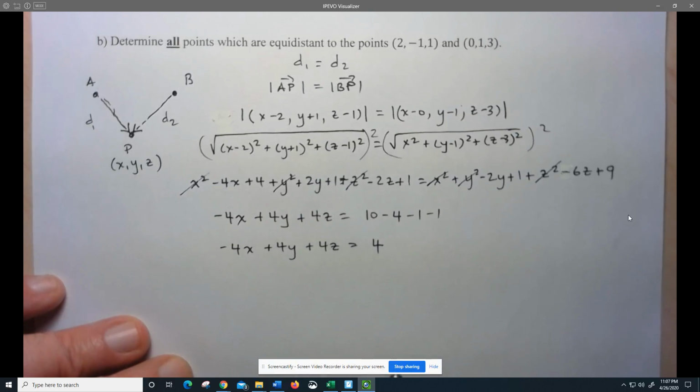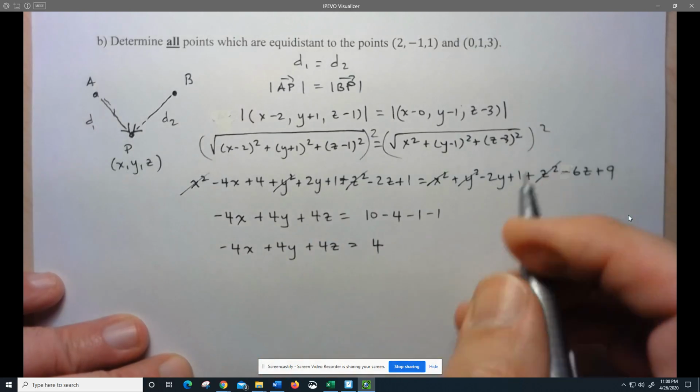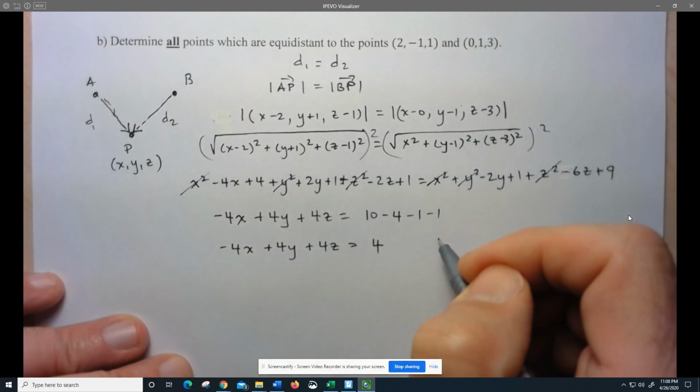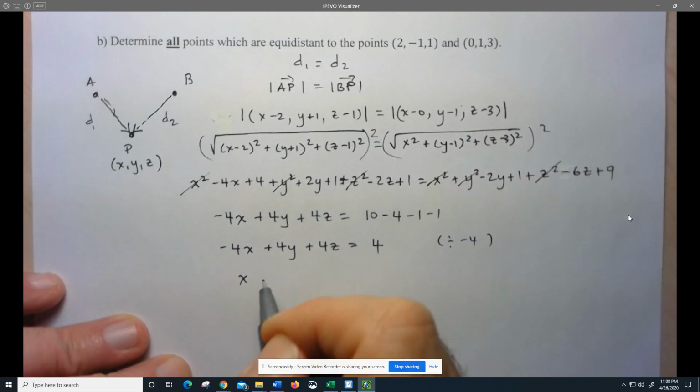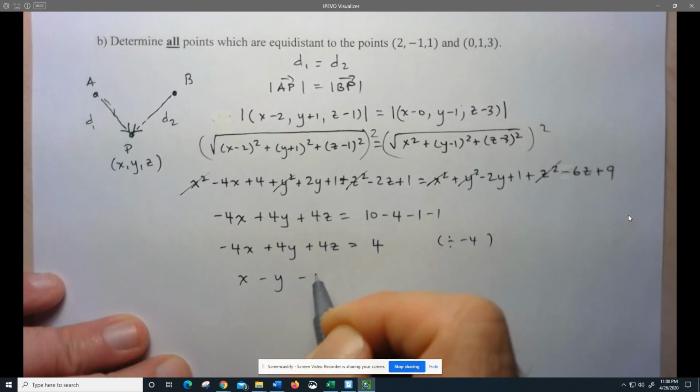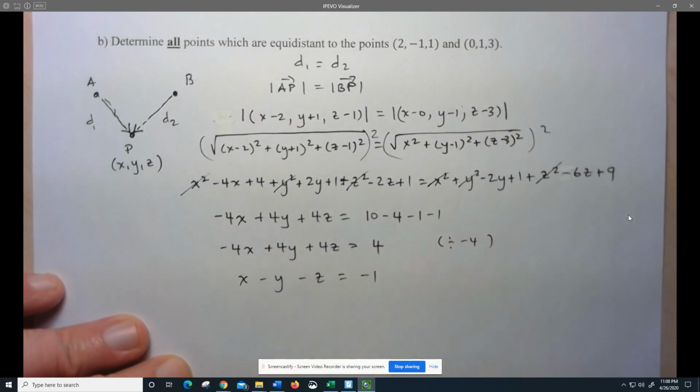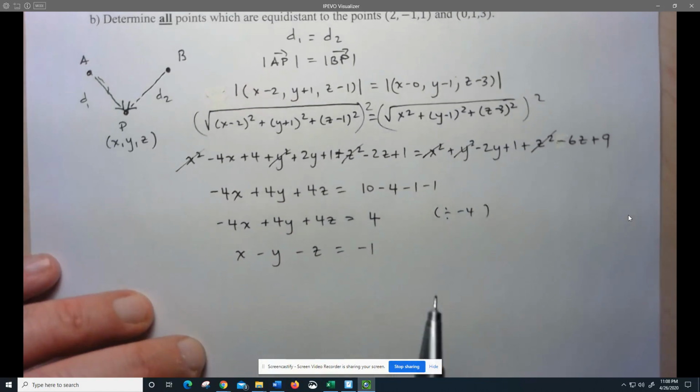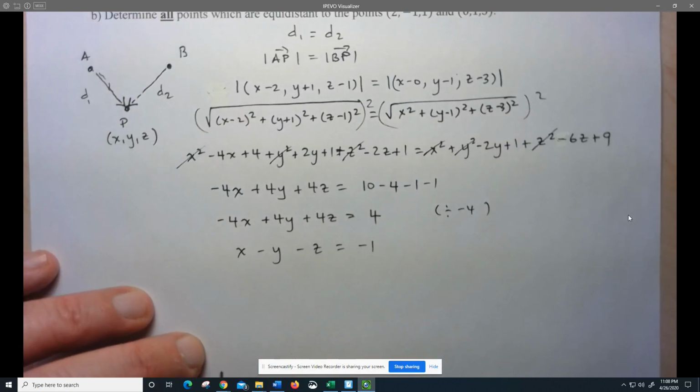And look what I have here. I have a single equation with these three unknowns. So that means I can't solve for one particular solution. In fact, let's simplify this a bit. I've got all these 4s hanging around. Let's divide both sides by, say, negative 4. So what do we end up with here? We end up with x minus y minus z equals negative 1. So again, I have this equation with these three unknowns.